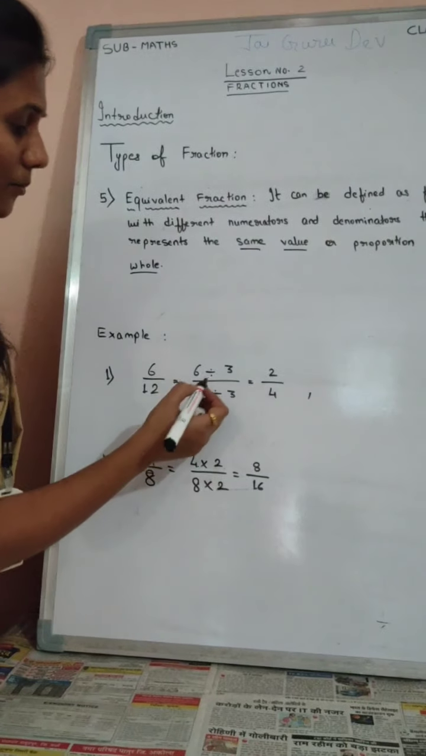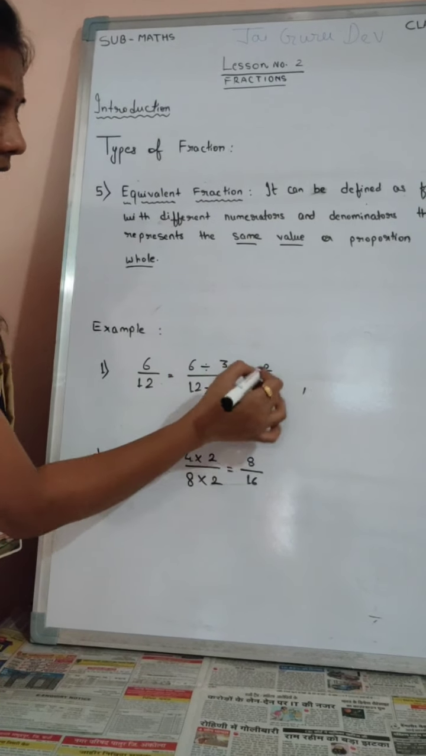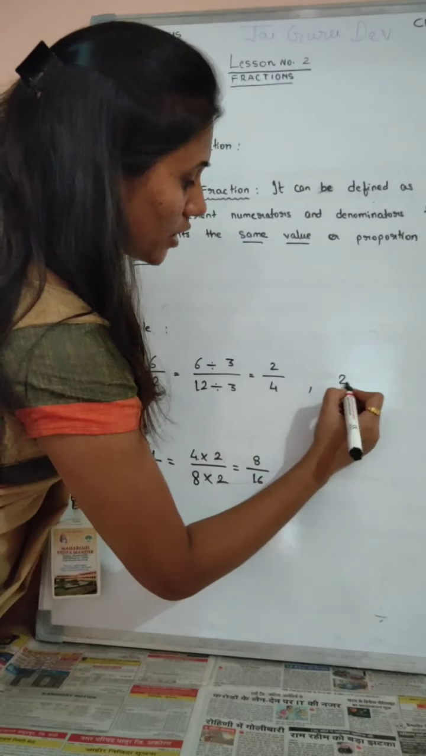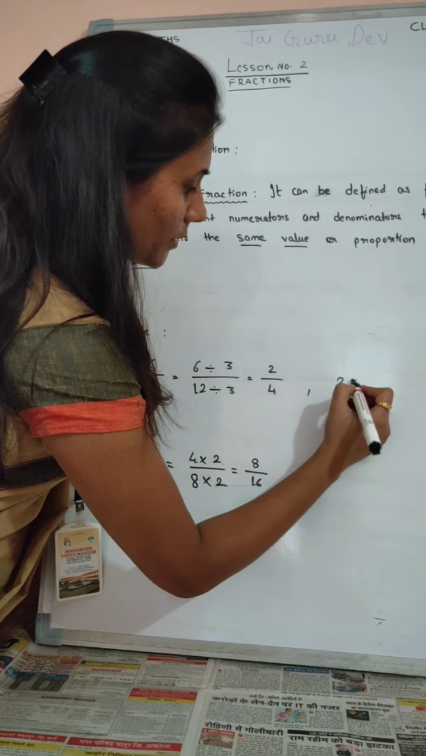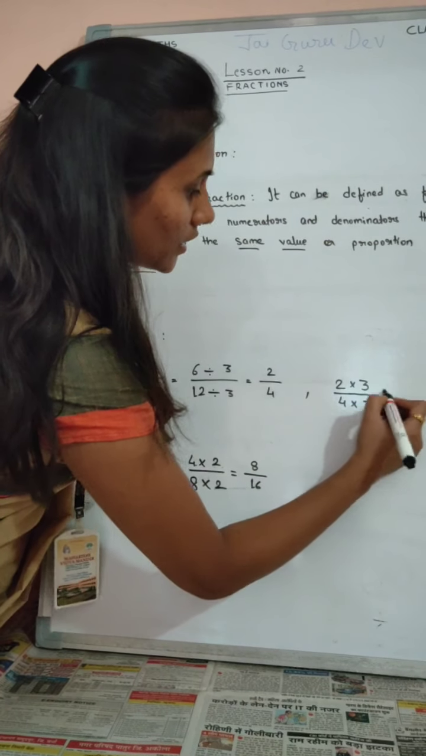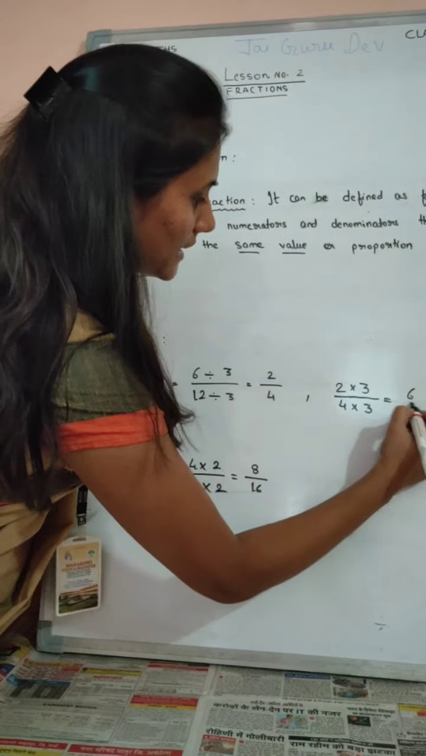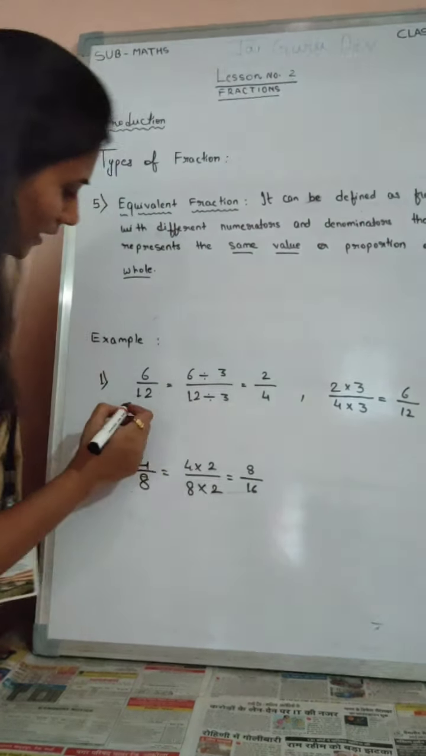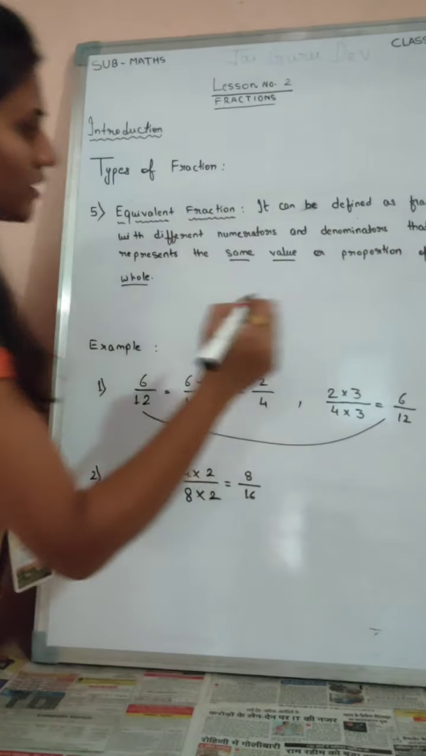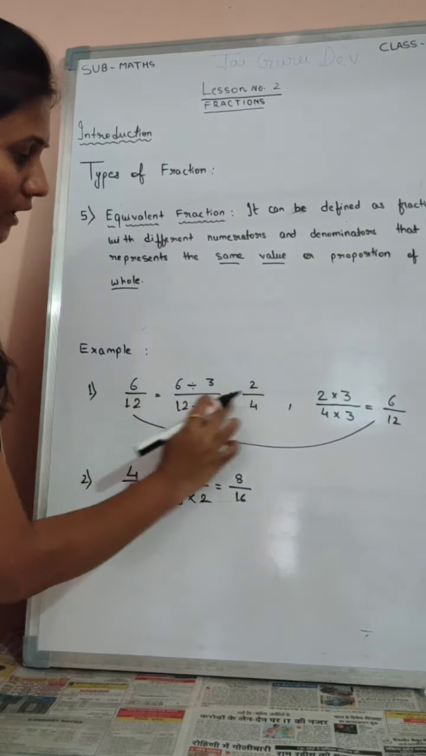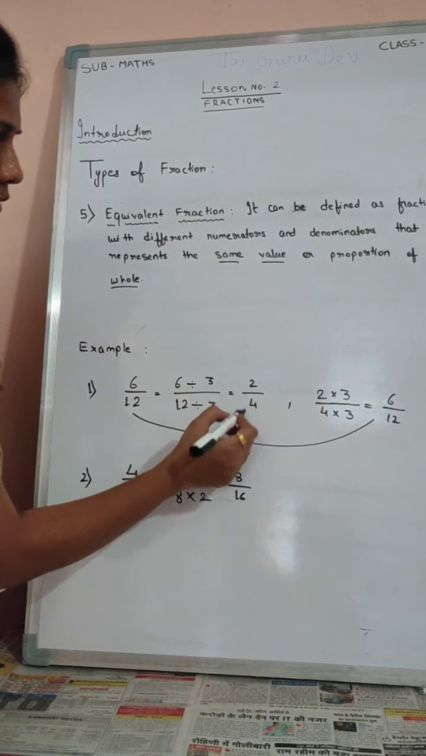Now you will ask how it is equivalent. Suppose I multiply 2 by 4 again by 3, I will get 6 by 12. That is, 2 multiplied by 3 is 6 and 4 multiplied by 3 is 12. So here we got the same fraction, which means it is the same value. That's why we can say they both are equivalent fractions, that is 6 by 12 and 2 by 4.